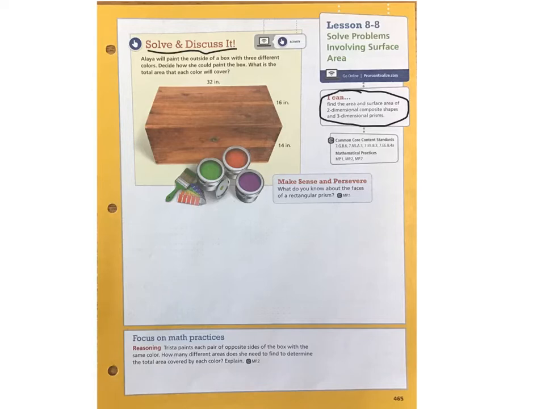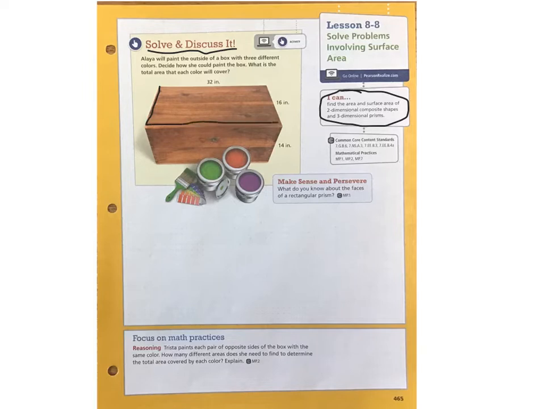Alea will paint the outside of a box with 3 different colors. Decide how she could paint the box. What is the total area that each color will cover? Well, in order to paint the outside of the box and know how much paint she needs, she needs to know the area of the surfaces that she will paint. In this case, the box is made up of different sized rectangles.